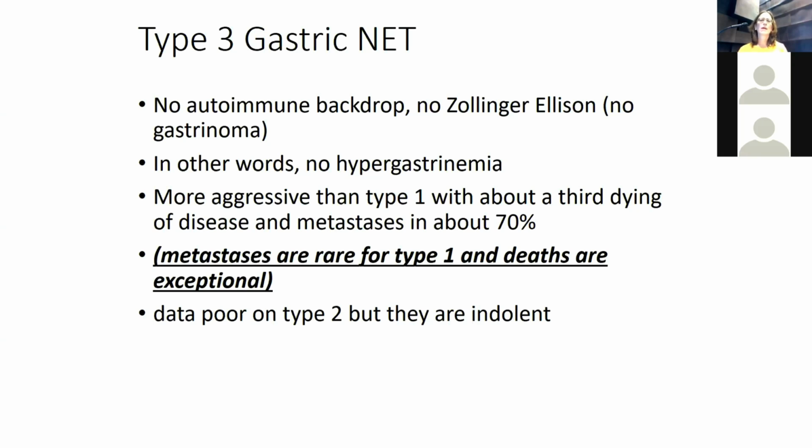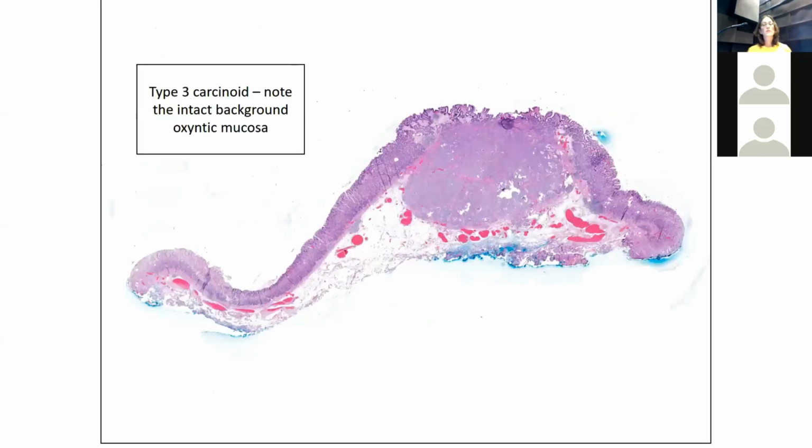And I've only seen a handful of type 2s because, of course, they're in Zollinger-Ellison. But type 3s are bad. Of course, the data on type 2s aren't very good because the patients tend to die of their gastrinomas. Okay, so this is a type 3.